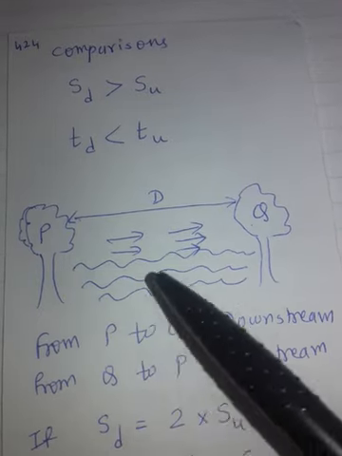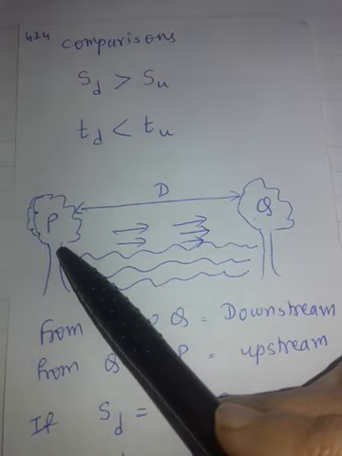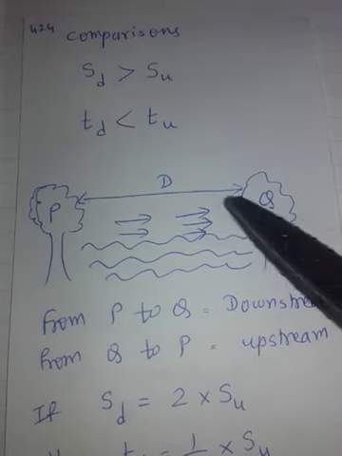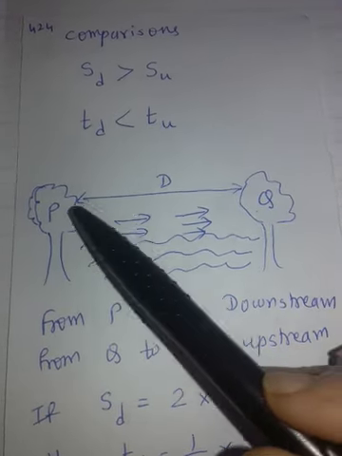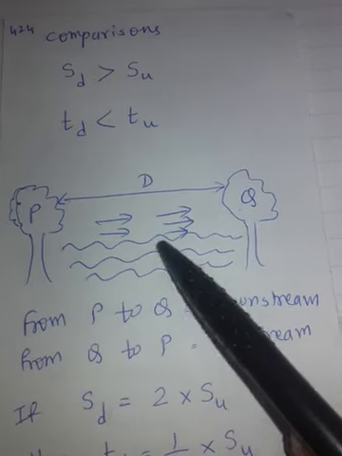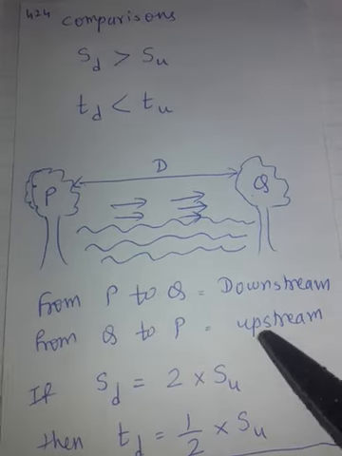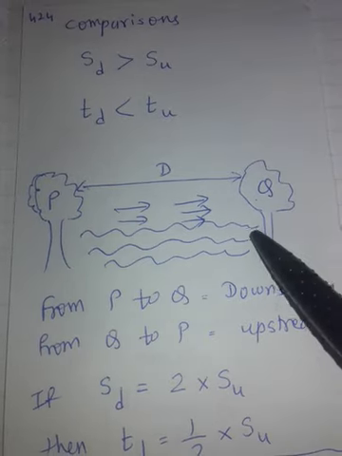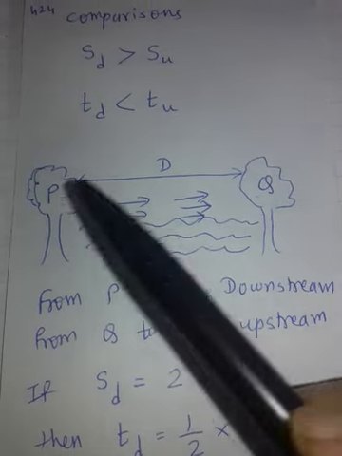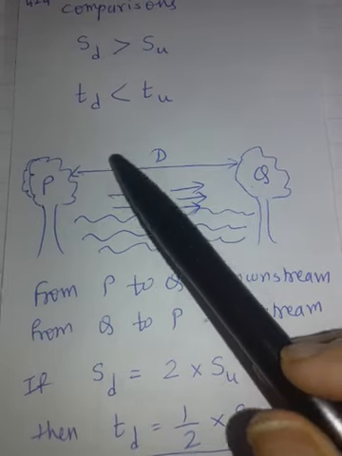Now look at this picture. Suppose this is a lake or river, whatever. These are 2 banks of the river. Here is one tree, here is another tree. Say P is one bank of the river, Q is another bank, and the distance between them is D. Now a person can go from P to Q. Water is flowing in this direction. So from P to Q it is downstream. From Q to P it is upstream. But in both cases, distance is common, that is D.